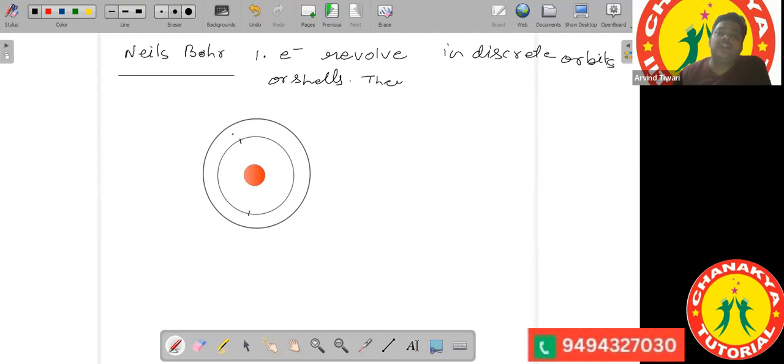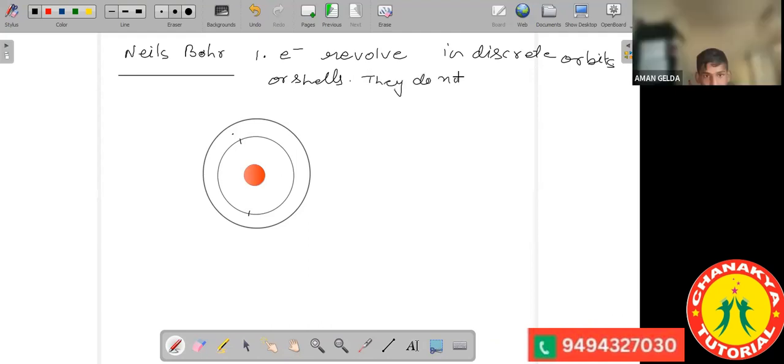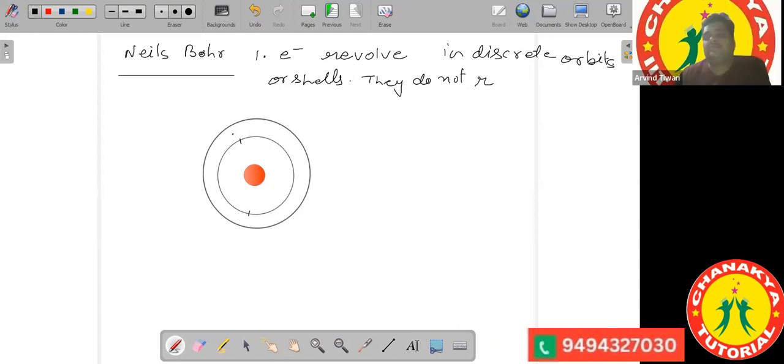They do not radiate energy. The shells are like K, L, M, N. When they are in their orbits, they will not be radiating any amount of energy.